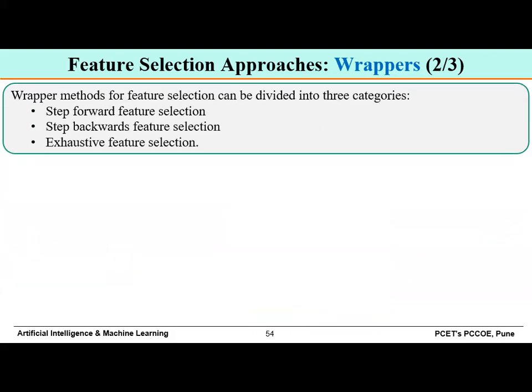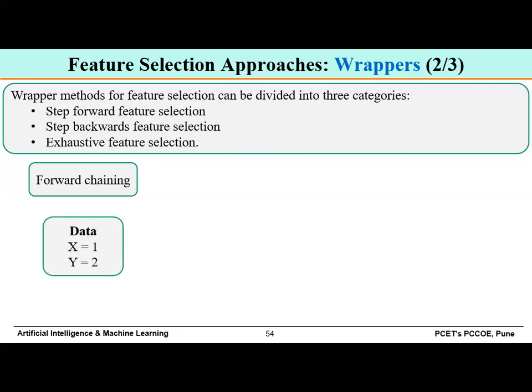Then these are the different types of wrapper methods: step forward feature selection, step backward feature selection, and exhaustive feature selection. So we will see with some examples the basic fundamentals of step forward and step backward, which are also called forward chaining and backward chaining.